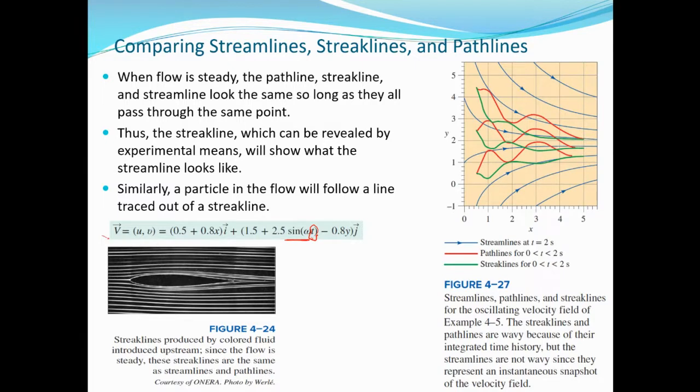You can see, for unsteady flow, these are the streamlines. The streamlines are not sinusoidal because they represent a snapshot of the velocity field at a given time. That's why the streamline here is at a given t, while the path line and the streak lines are from 0 to 2 seconds. That is a time interval, while streamlines are at a given point in time, a specific point in time. What is the flow field like? So this represents the flow field, and these are the path lines, and these are the streak lines.